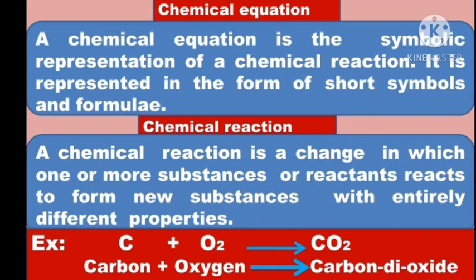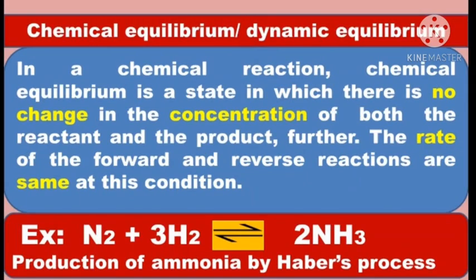What is a chemical equation? A chemical equation is the symbolic representation of a chemical reaction. It is represented in the form of short symbols and formulas. Chemical reaction. A chemical reaction is a change in which one or more substances or reactants react to form new substances with entirely different properties.